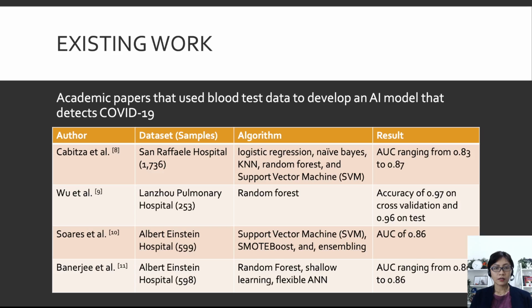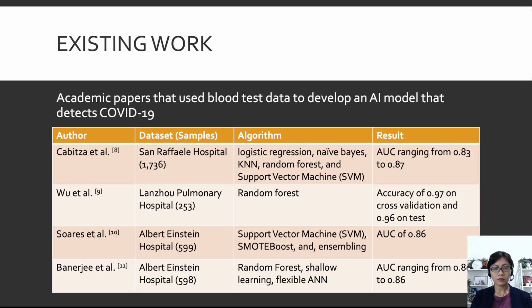And then the next study is by Soares et al., using the datasets from Albert Einstein Hospital. They use the algorithms support vector machine, smooth boost, and ensembling. The area under the curve is around 0.86.